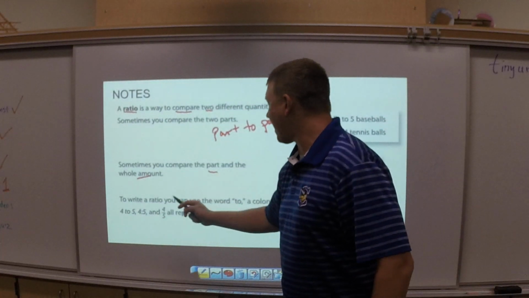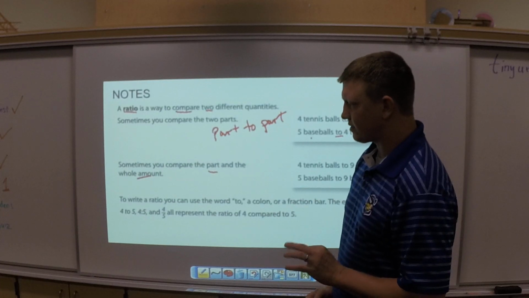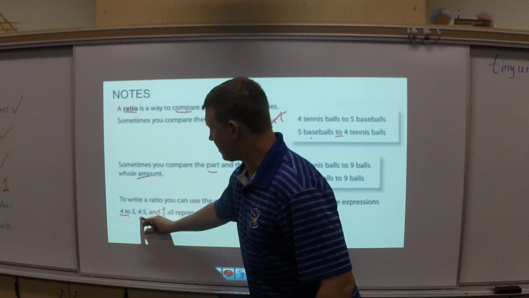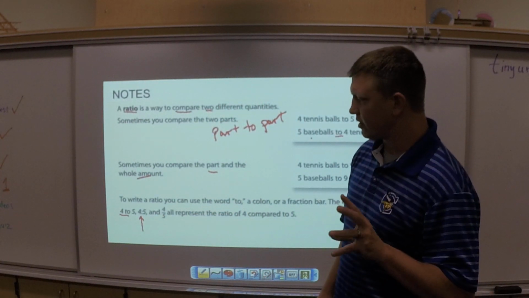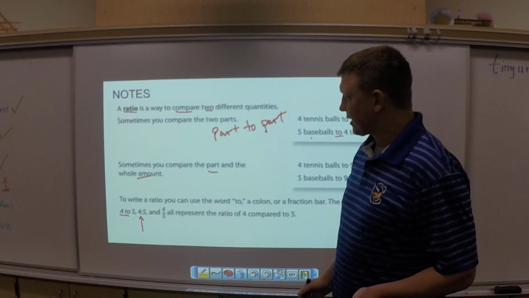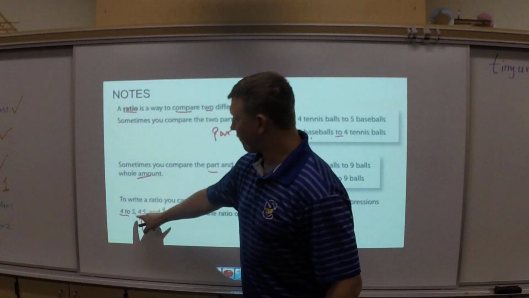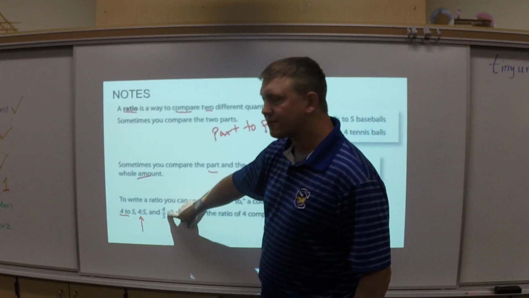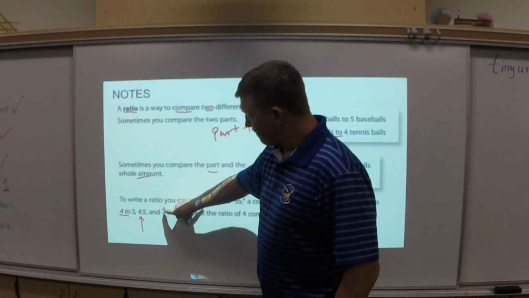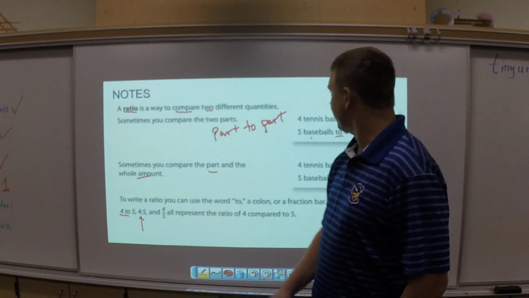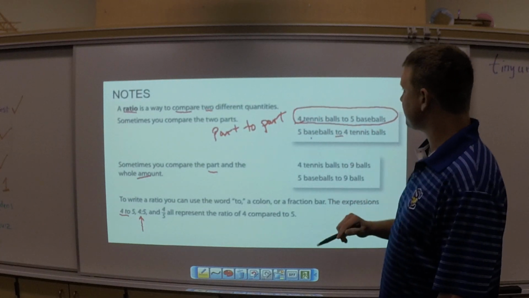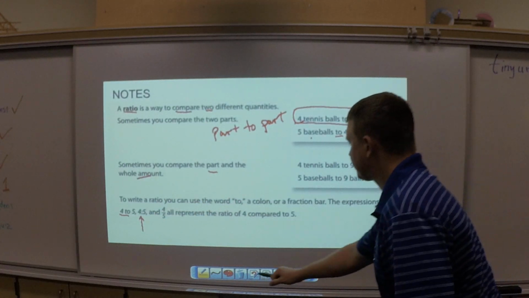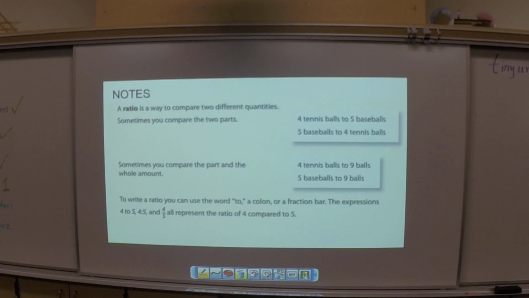Starting out pretty basic, but there are 3 different ways that we can write it. We can use the word "to," like that. We can use a colon in the middle, just 2 dots, in order to emphasize that relationship. But the order matters. 4 to 5 has to be written in that order. Or we can write it as a fraction. You see 4 over 5 like that? That also represents 4 to 5. And you have to do it in the order that the words are presented.